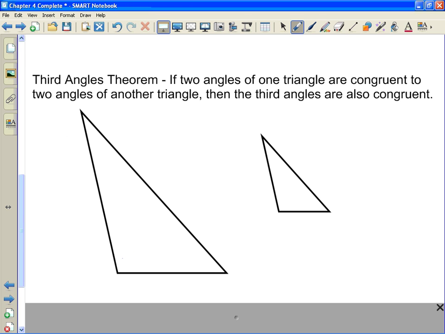Let's say I know that this is 100 degrees and this is 100 degrees. And we'll call this 45 and this 45. So I've got two angles here congruent to two angles here. Just knowing that I have to have 180 degrees in this triangle and this triangle, it follows logically that these last angles are going to have to be the same, because I'm getting 145 degrees. I've only got 35 left. So if I've got two congruent angles, that's enough to say that the third angles are congruent.